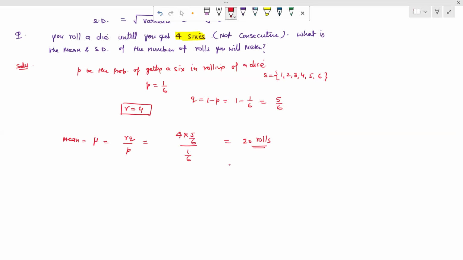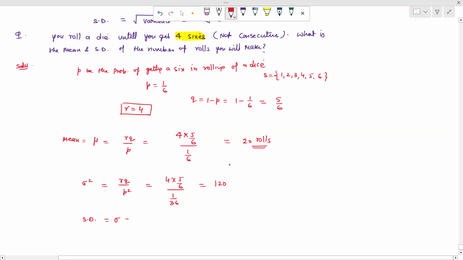Now we calculate the variance. Sigma square is the variance, so rq upon p square. So 4 into 5 by 6 upon 1 by 36, which is 120. Now when we calculate the SD, SD equal to sigma equal to the square root of the variance. So this gives us 10 point something, 10.95 approximately, which is equivalent to 11 rolls.